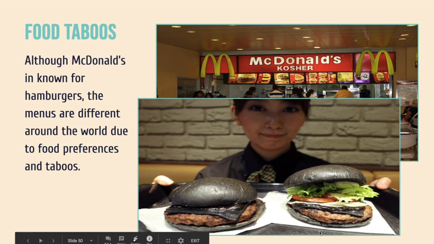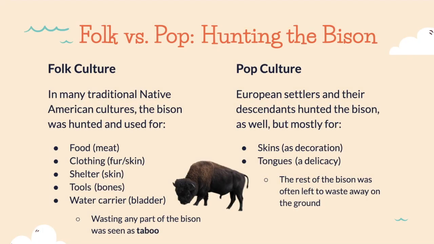So this is a Burger King burger in Japan where they actually dyed the cheese, the sauce, and the bun black. And they use squid ink to do this. So it's kind of interesting going above and beyond to appeal to those local flavors.